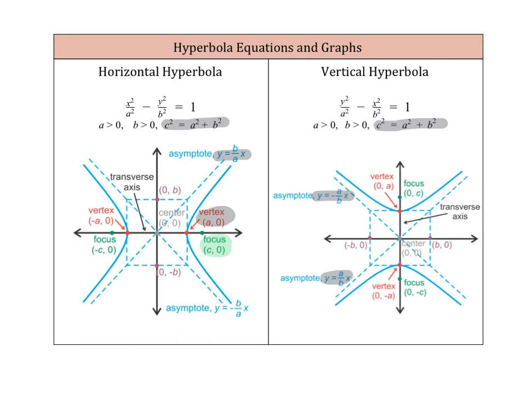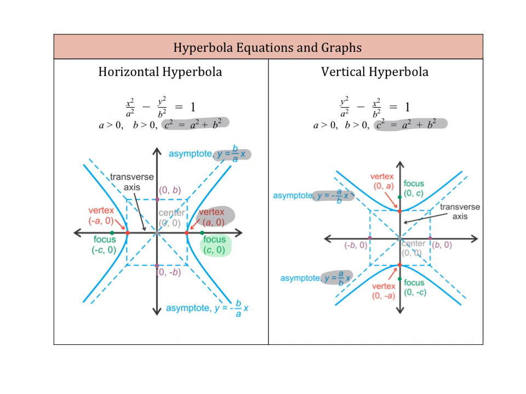So here again, the key is going to be to differentiate between horizontal and vertical hyperbolas, and then being able to figure out what your a, b, and c values are and whether they are vertical or horizontal.